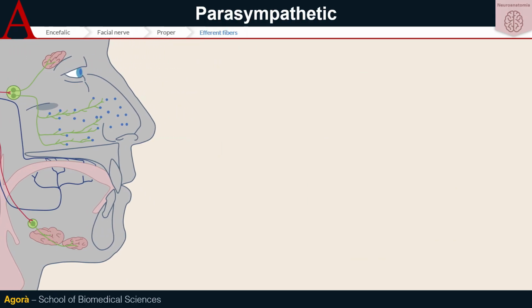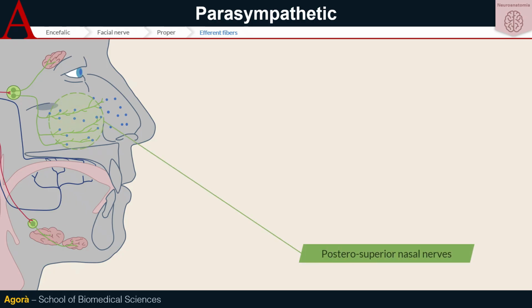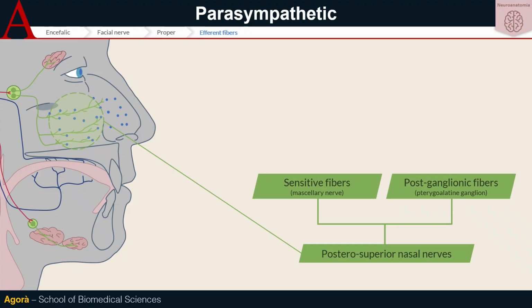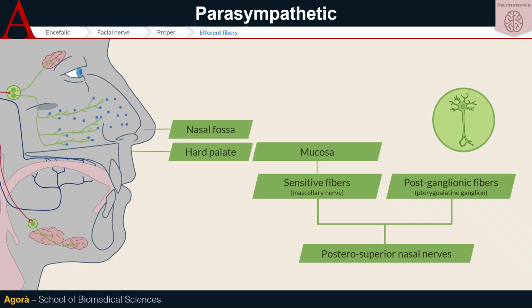But now let's look at the efferent branches, that is, those that originate in the sphenopalatine ganglion. The efferent branches include posterior superior nasal nerves and palatine nerves. Posterior superior nasal nerves contain sensory fibers stemming from the maxillary nerve and postganglionic fibers originating in the sphenopalatine ganglion. Sensory fibers innervate the mucosa of the nasal fossa and that of the anterior part of the hard palate, while the postganglionic fibers innervate the glands located in these mucous membranes.